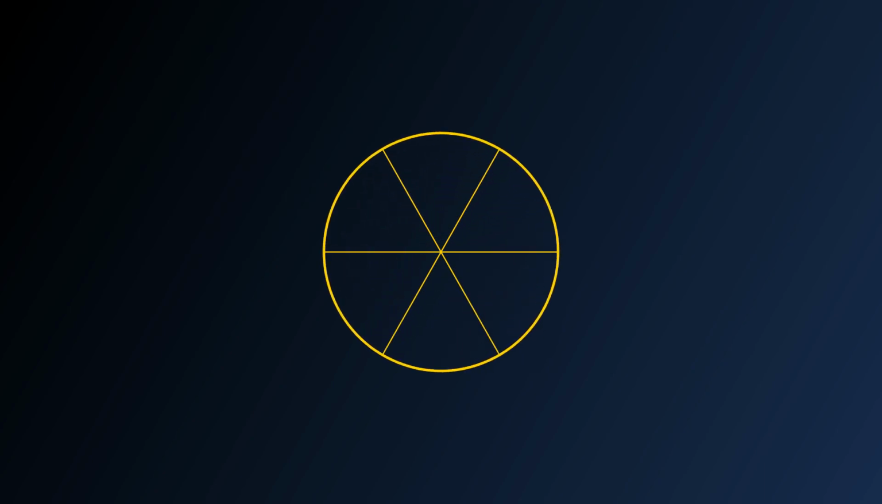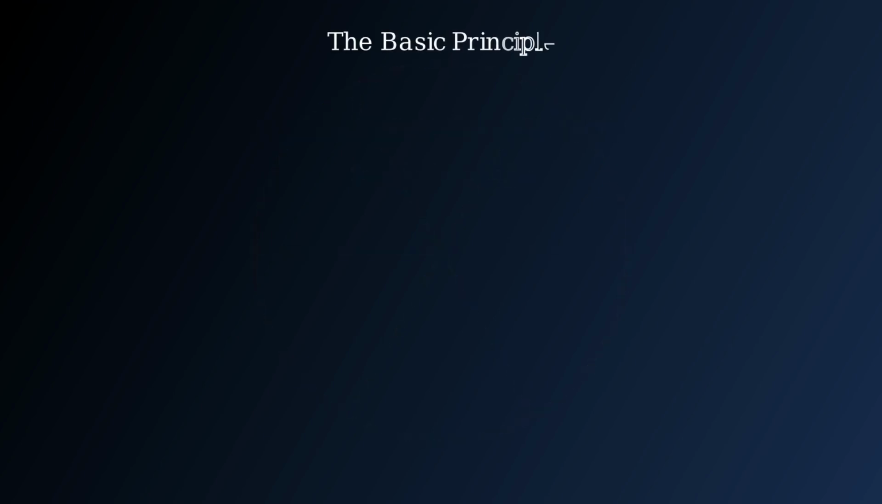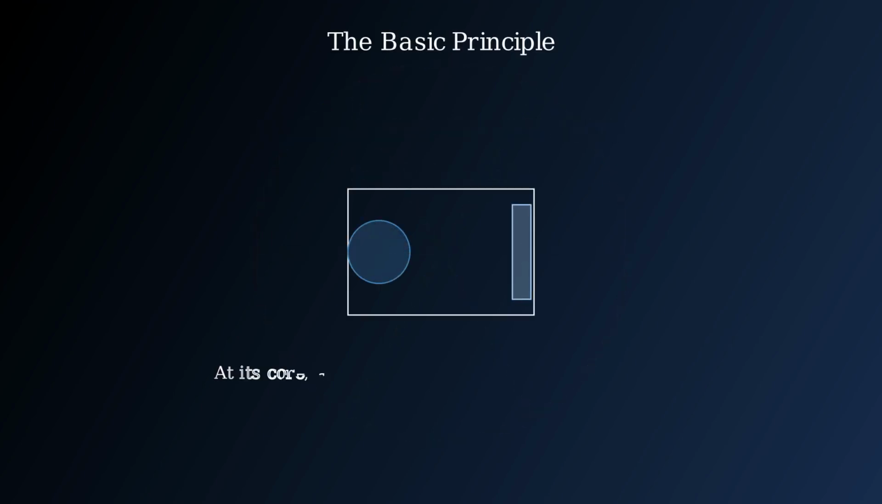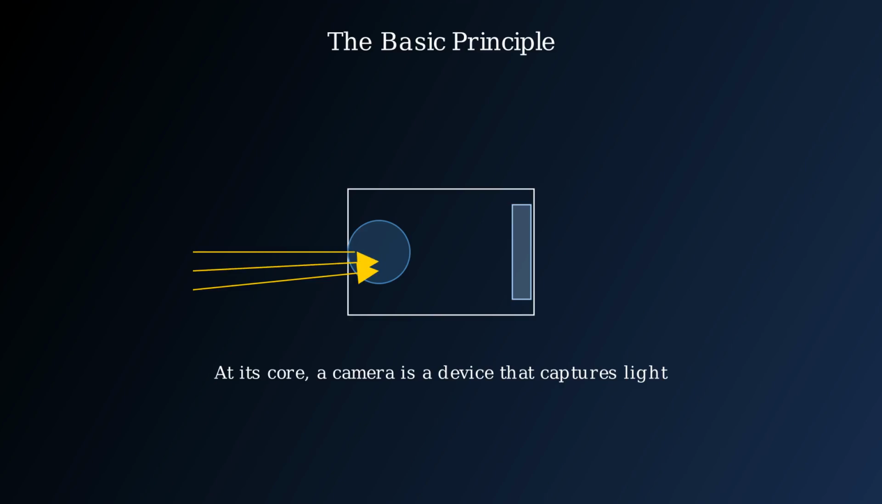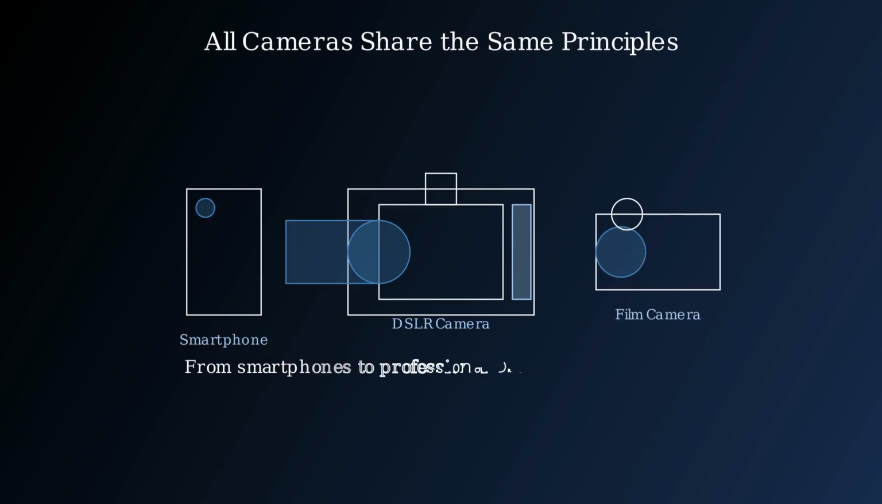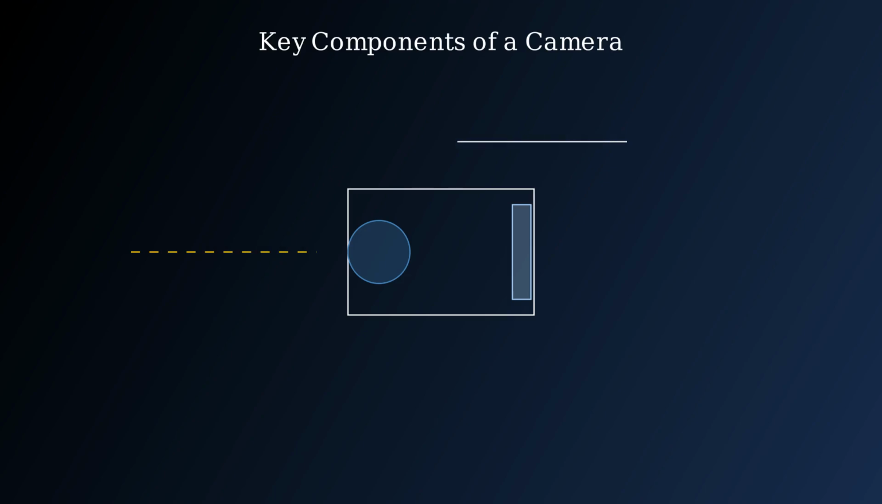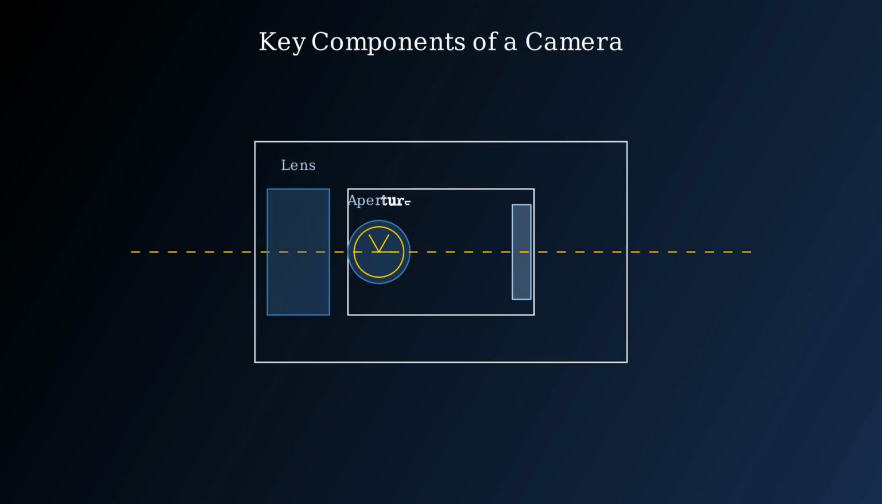In this section, we'll explore the fundamental concepts of how cameras work. At its core, a camera is a device that captures light and converts it into an image. All cameras, from smartphones to professional DSLRs to traditional film cameras, share the same basic principles. Let's look at the key components found in most cameras. These include the lens, aperture, shutter, and image sensor or film.